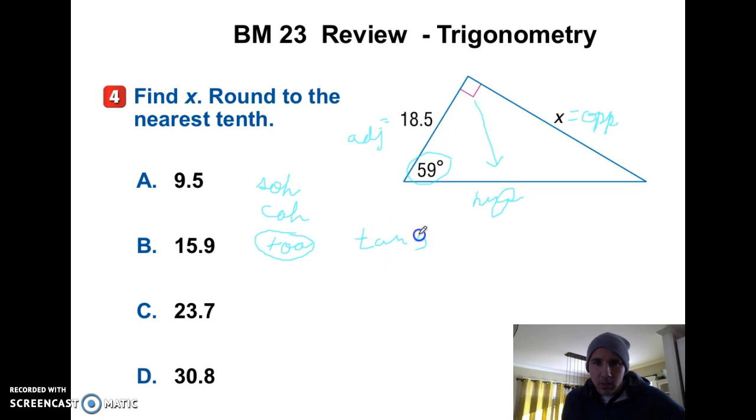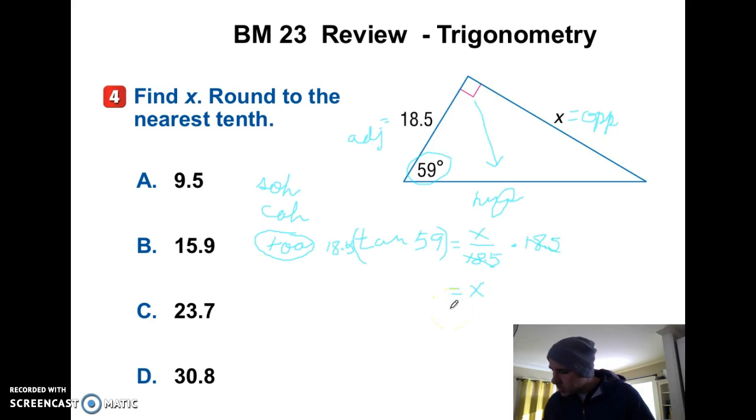This is tangent 59. It's going to equal opposite, which is x, all over 18.5. Again, you guys already know, to get x by itself, x divided by 18.5, let's go ahead and multiply both sides by 18.5. Do the same thing over here, 18.5. And there's my parentheses. I'll cancel those out. And I'm left with x.